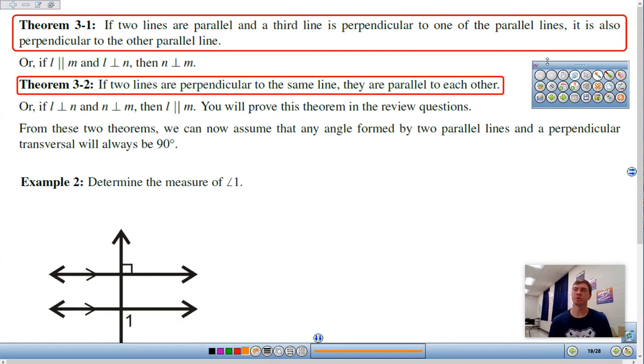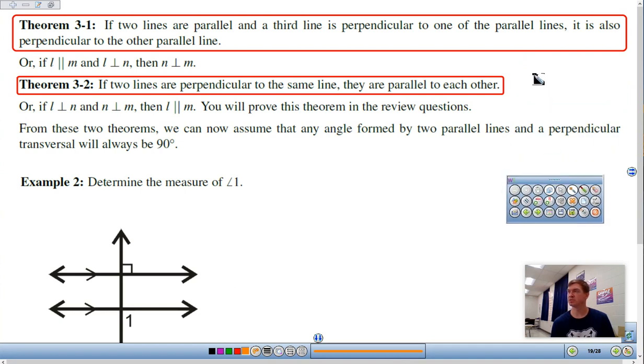Here's a new rule, new theorem. If two lines are parallel and a third line is perpendicular to one of the parallel lines, it's also perpendicular to the other parallel line. And that's what we just proved to be true. There's also, if two lines are perpendicular to the same line, then they are parallel to each other. So let me draw that out in this little space here. Two lines are perpendicular to the same line. So here's a line. This one's perpendicular to that line, and this one's perpendicular to that line. Then these two are parallel.